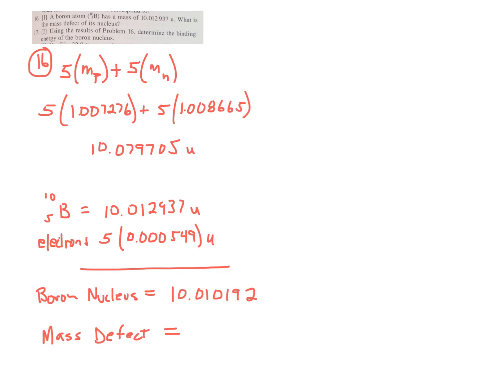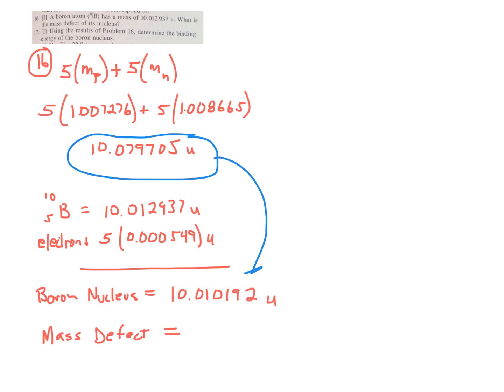So if we take the atom down here, the mass given in the problem, subtract off the mass of 5 electrons, the boron nucleus should have an atomic mass, or actually does have an atomic mass, of this 10.010192 atomic mass units. Whereas the individual particles that make up that nucleus, up here at the top, this is what those 10 particles should have as a mass.